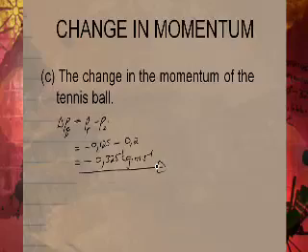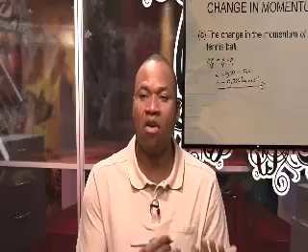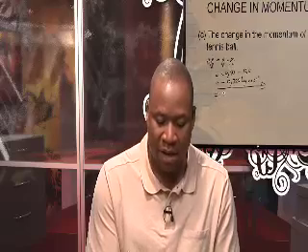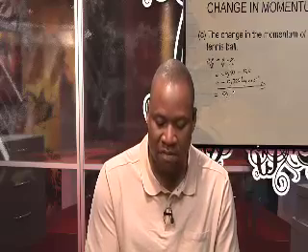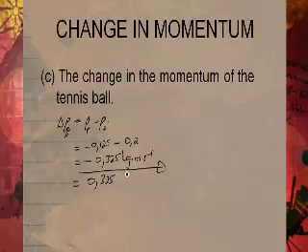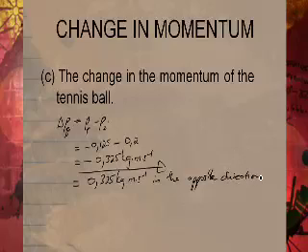What does this mean? It means that this change in momentum is in the opposite direction. So what we need to do is to say the change in momentum is 0.325 kilograms meters per second in the opposite direction. The best way to say it is just to say away from the wall, because here you are told about the ball going towards and going away from the wall. So if you don't want to say opposite direction, you can say away from the wall.